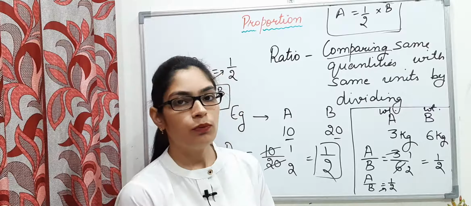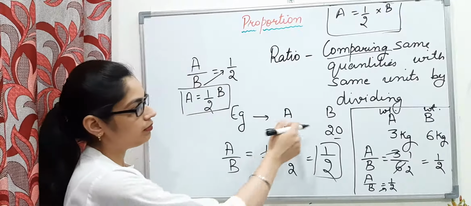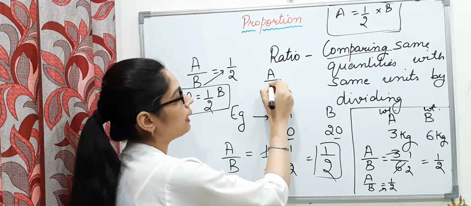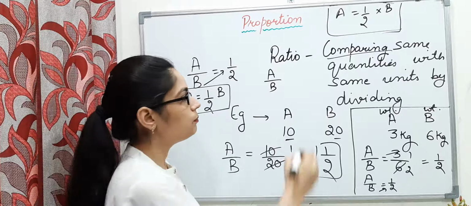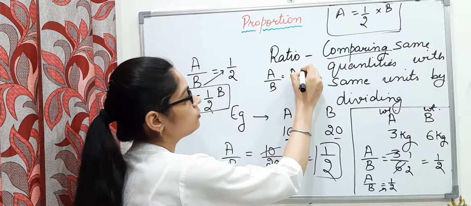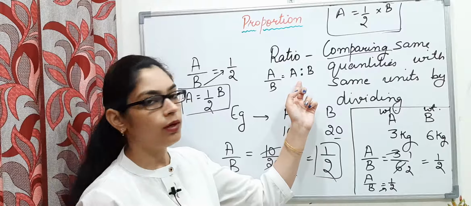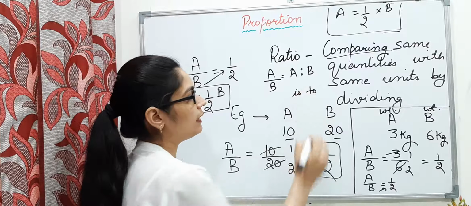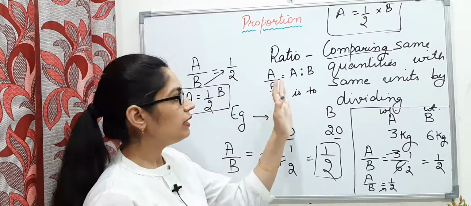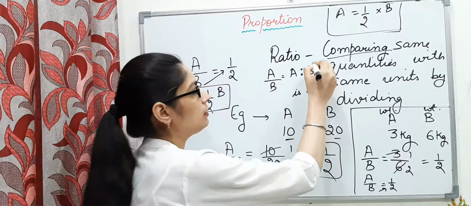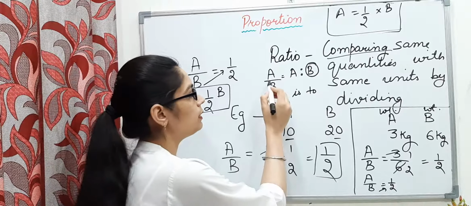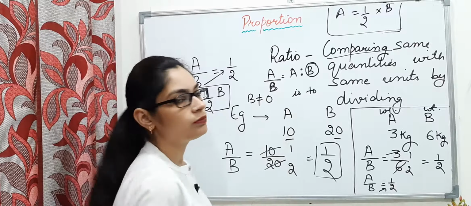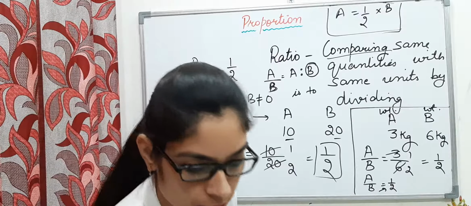And another thing you can remember here, whenever we take the ratio of A by B, we write the ratio as A is to B. These two dots are a symbol of ratio and they are pronounced as 'is to'. A is to B. So whenever we find ratio, this number or quantity which will be written as a denominator, it cannot be equal to 0. This quantity cannot be equal to 0.